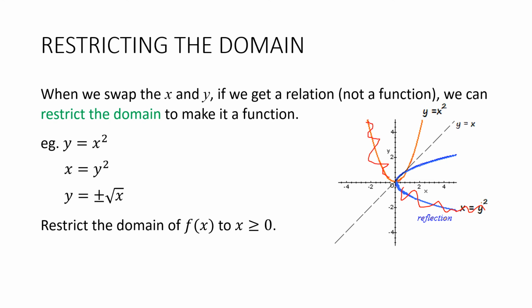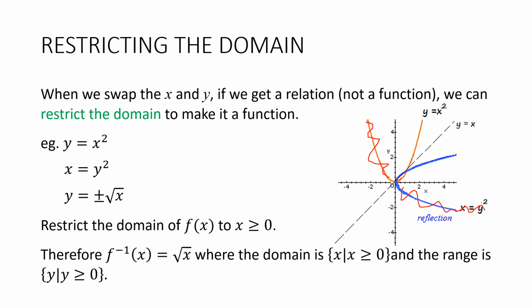And so it will be a function. Therefore, in this case, the inverse function will be the positive square root, I haven't written that there, but you don't have to, where the domain would have been x is greater than or equal to 0 and the range is y is greater than or equal to 0.